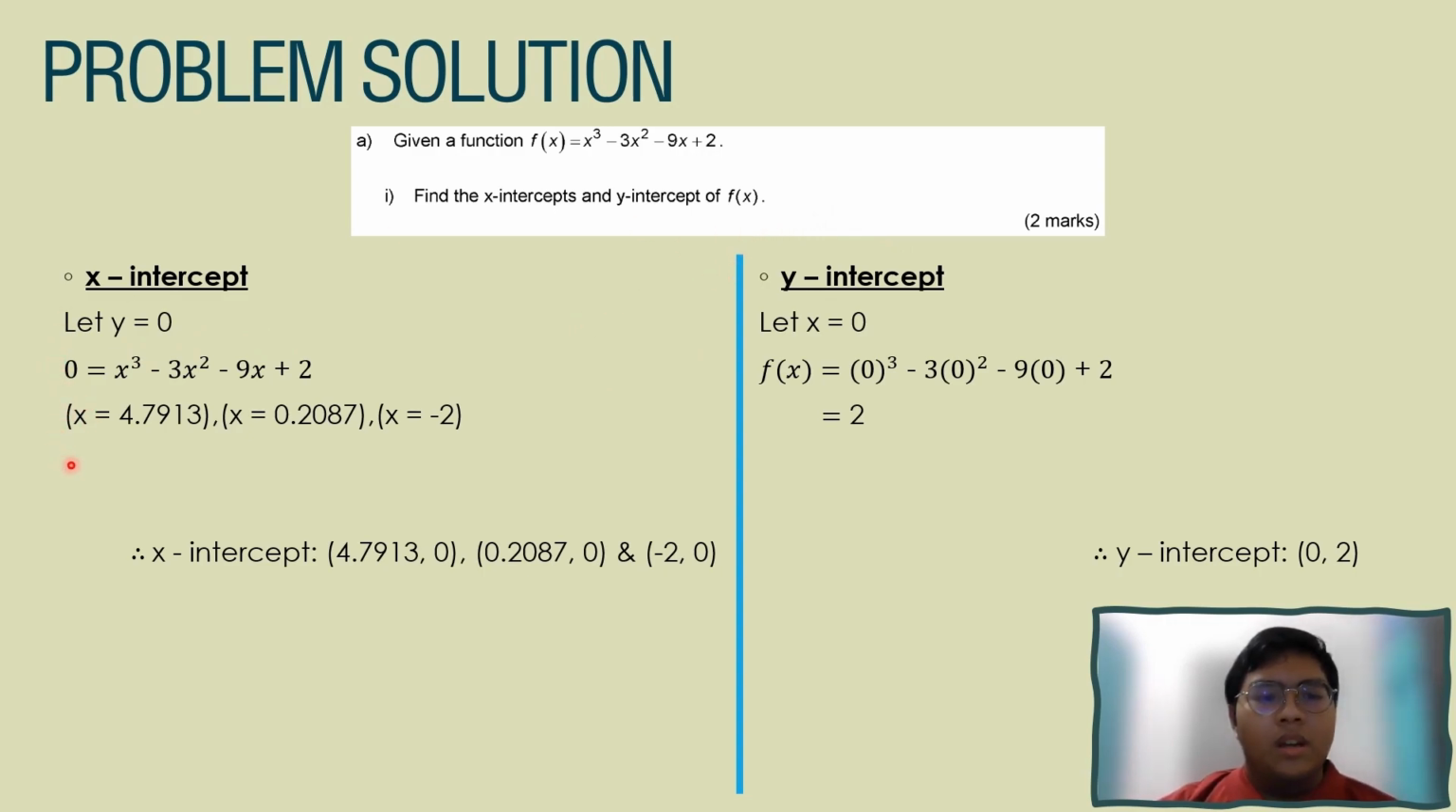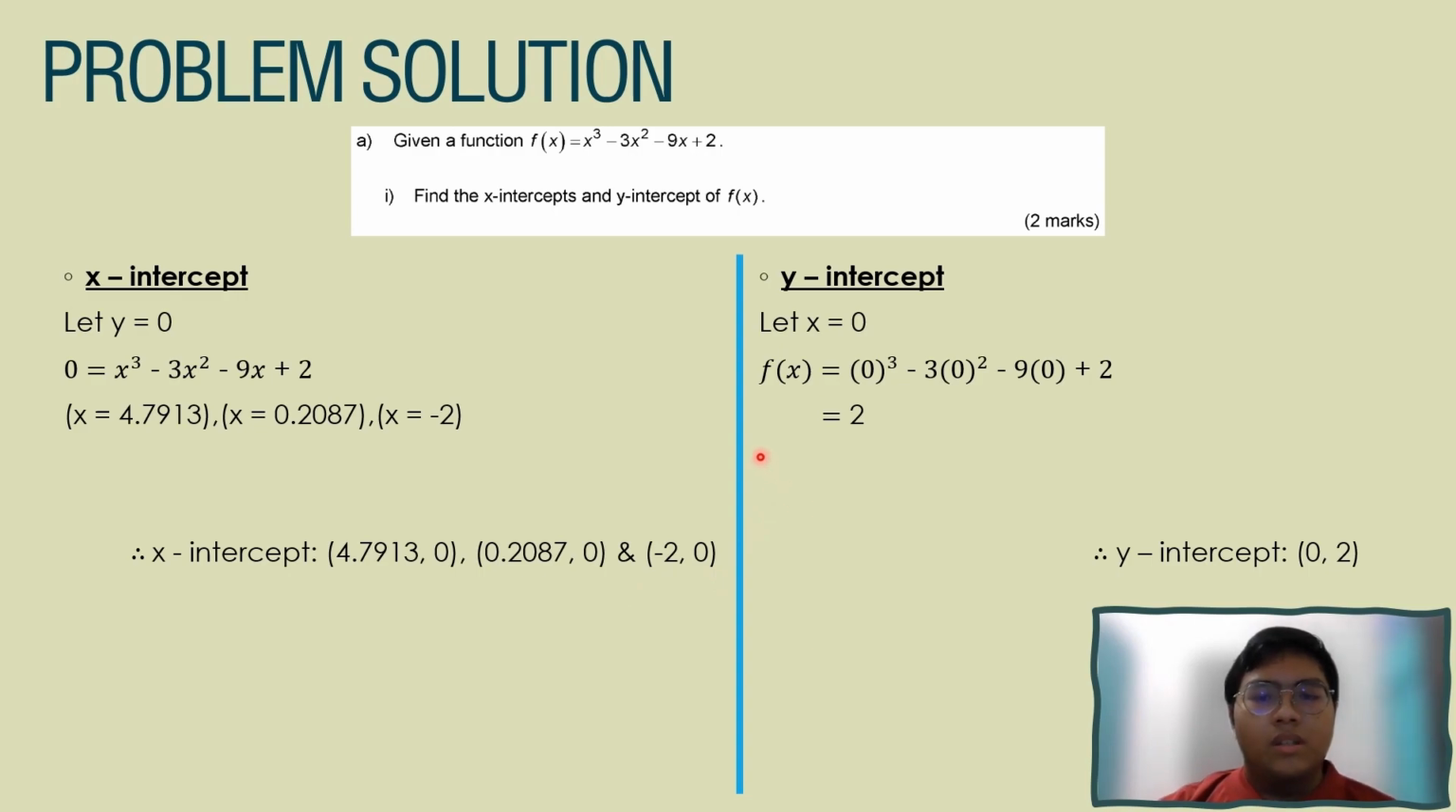Then we put it in the calculator on the polynomial function, which is cubic, and we get x equals 4.7913, x equals 0.2087, and x equals negative 2. And the x-intercepts are (4.7913, 0), (0.2087, 0), and (negative 2, 0).